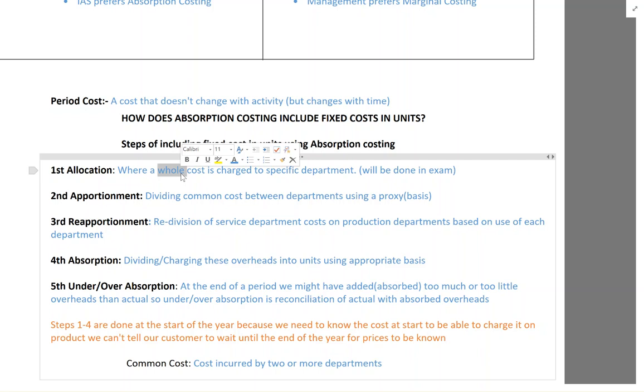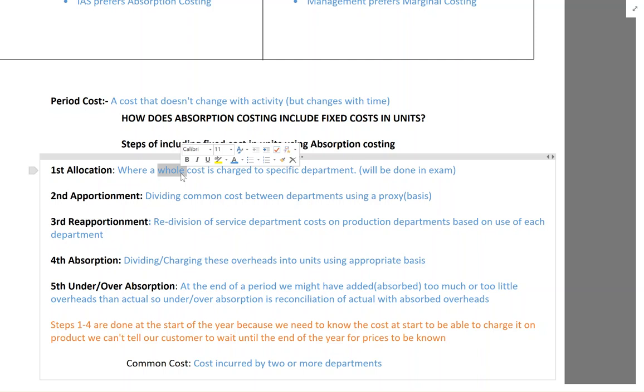Allocation step will be done for you in the exam. There isn't anything technical about it. They will tell you that a certain cost relates to a certain department. That means allocation. That is the place where you will be starting from. Remember, it will not make sense until the whole steps are completed, and then you will see the results and the whole reason behind doing these steps. So for now, only focus on each step at a time. Allocation will usually be done for you.